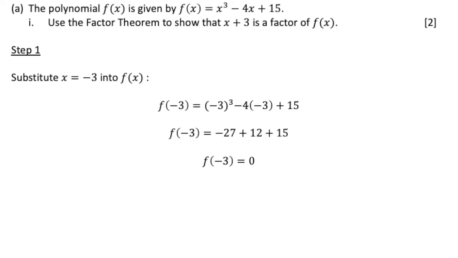The factor theorem is all about getting 0 when you substitute a particular numerical value into an expression. So when I get 0, I write something like this, and again I have to use some words. Hence, by the factor theorem, x plus 3 is a factor of f of x.